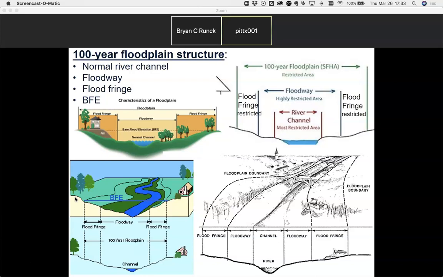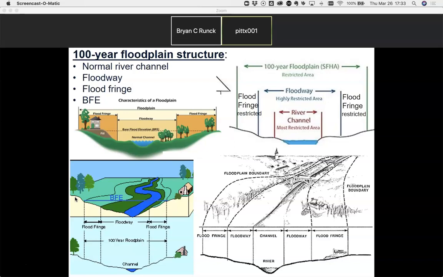The structure of the 100-year floodplain, or any floodplain for that matter, involves a number of different concepts. In the upper left-hand diagram, we see the normal channel of, say, a river. The normal channel is the portion of the landscape that normally carries water flowing through the river. We can talk about that portion of the land into which the water in the normal channel normally overtops the river banks and flows out into what's called the floodway.